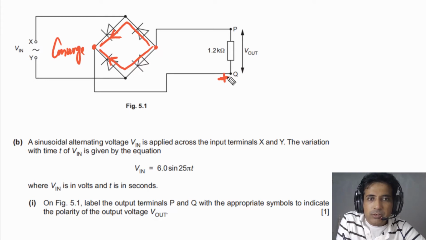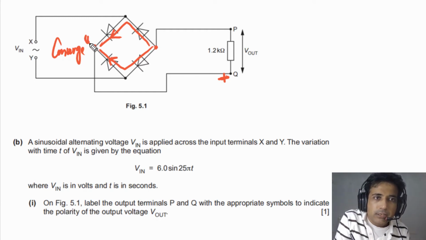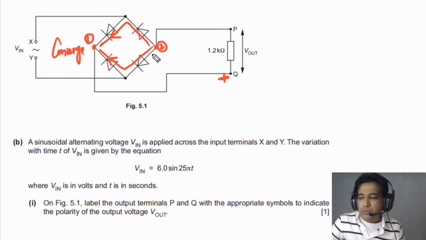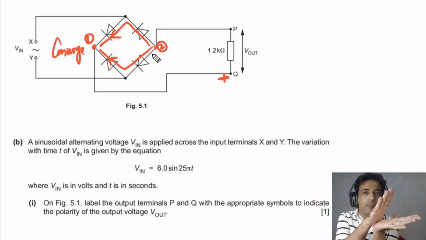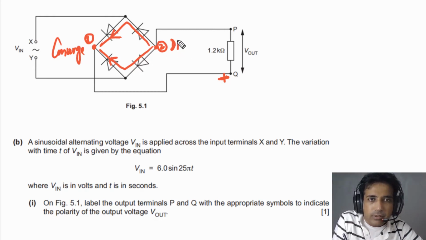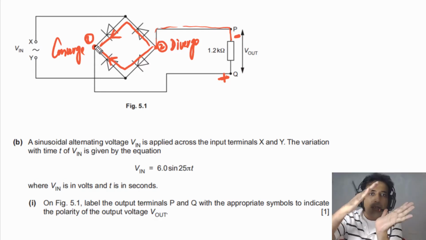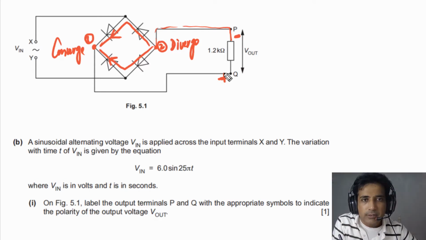So this is the positive terminal of the output. And this side where they diverge, let me mark this point. Let's say this is point 1, and this is the second point. At the second point, you see they diverge, meaning they go away from each other. And that side where they diverge has to be connected with negative. So this one is the negative terminal of the output, and the side where they converge has to be connected with positive.